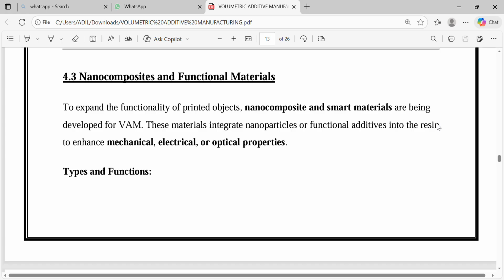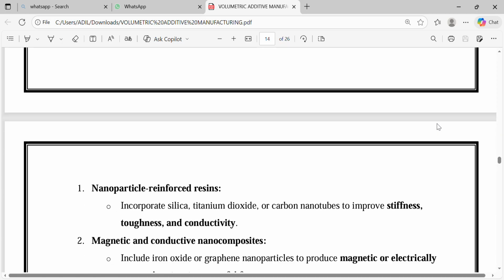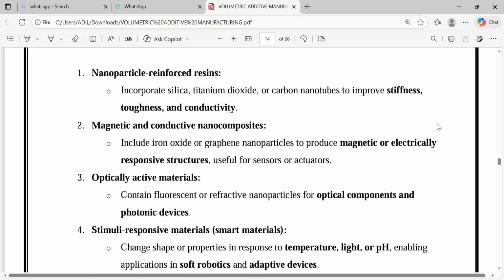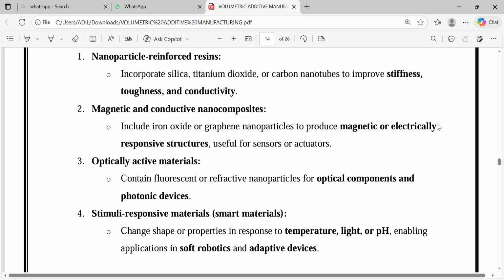Nanocomposites and functional materials expand the functionality of the printed objects. Nanocomposites and smart materials are being developed for VAM. These materials integrate nanoparticles or functional additives into the resin to enhance the mechanical, electrical, or optical properties. The types and functions of the nanoparticle reinforced resin incorporate silica, titanium oxide and carbon nanotubes to improve the stiffness, toughness and conductivity.